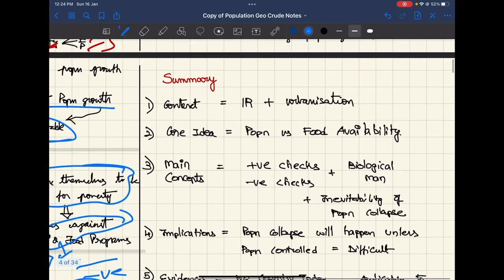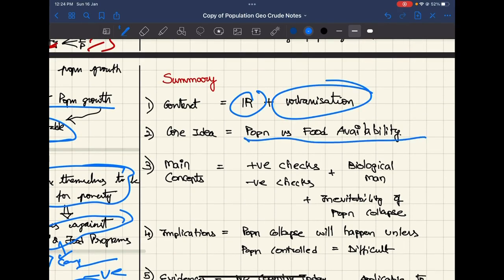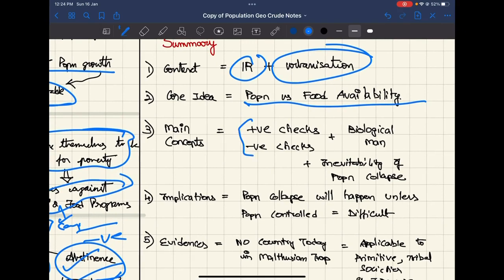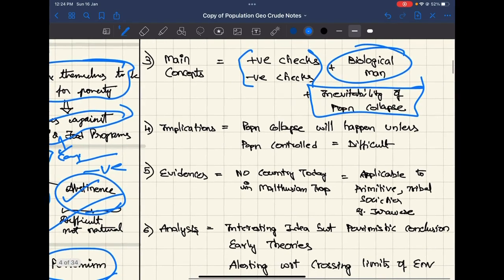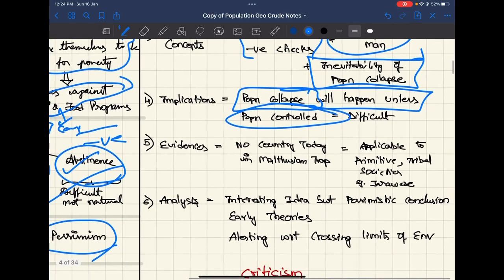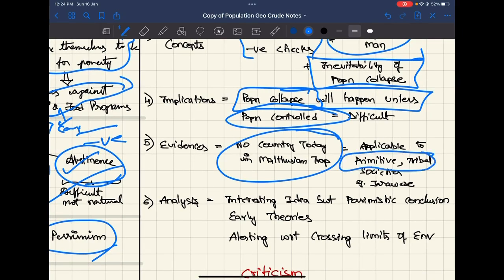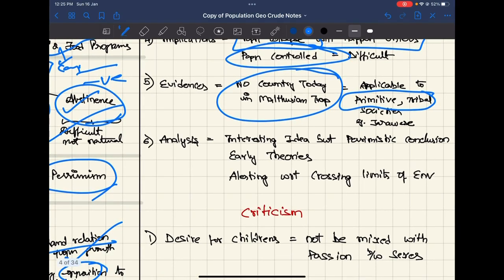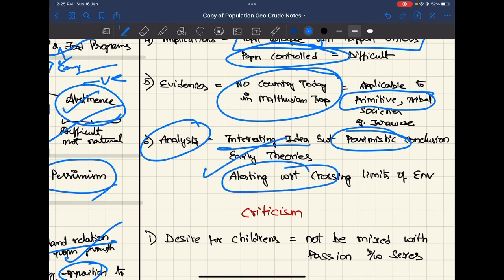So let's summarize this theory. The context is IR and urbanization. The core idea is population versus food availability. The main concepts are positive and negative checks, biological man, and inevitability of population collapse. The implication is that population collapse will happen unless we control the population. The evidence is that no country today is in the Malthusian trap. It is only in primitive and tribal societies or remote rural areas. Analysis: it is an interesting idea but very pessimistic. One of the early theories alerting with respect to the limits of the environment.